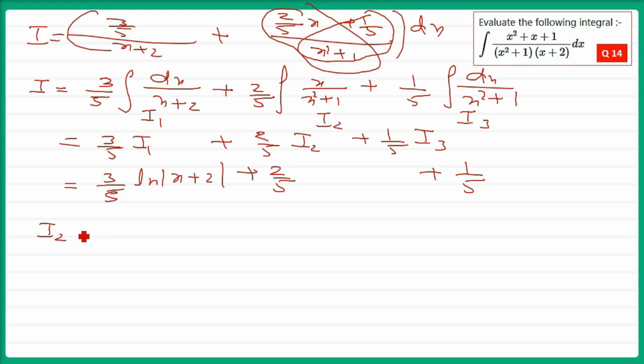Let's find out I2 and I3 separately. I2 will be equal to integral of x divided by x square plus 1 dx. Now just put this x square plus 1 as u or some t. It's up to you, any constant you can use.